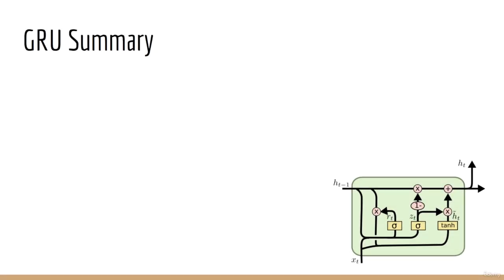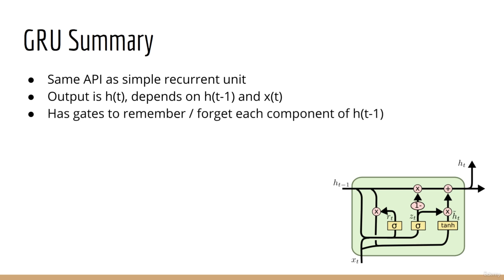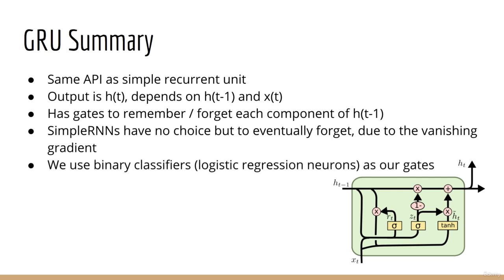Okay, so to summarize what we've learned so far, what is the GRU and why is it useful? A GRU, first and foremost, has the same API as the simple recurrent unit. The output is still h of t, and it still depends on h of t minus 1 and x of t. The difference between this and the simple recurrent unit is it has functionality for remembering and forgetting what was in h of t minus 1. This solves a problem we had with simple RNNs, where, due to the vanishing gradient problem, it would forget things that it saw earlier in a sequence. We accomplish this by adding little binary classifiers in the form of logistic regression neurons that output a prediction on whether to remember or forget.